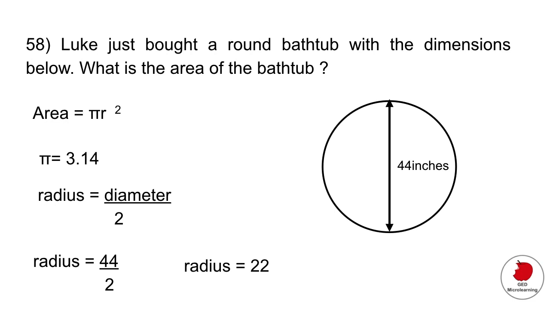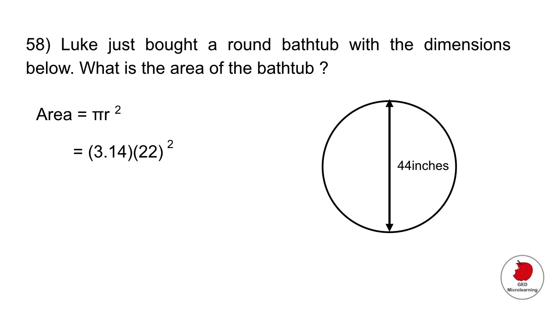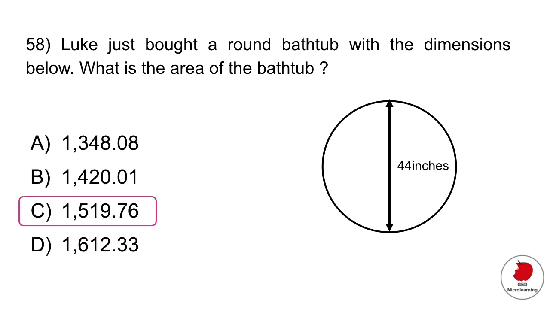Now that we have both numbers that we need for our formula, all we have to do is plug them in, get the square of 22, which is 484, and multiply those two numbers together. That gives us this number. Option C.